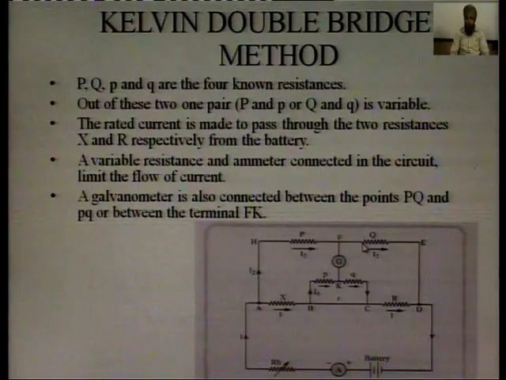The rated current is made to pass through the two resistances X and R respectively from the battery. A variable resistance and ammeter connected in the circuit limit the flow of current. A galvanometer is also connected between the points PQ and small pq, or you can say between the terminals F and K.